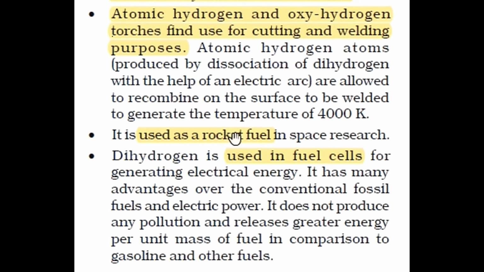Dihydrogen is used as a rocket fuel in space research. It is also used in fuel cells for generating electrical energy. The first fuel cell used in the form of hydrogen was the hydrogen-oxygen fuel cell. It has many advantages over conventional fossil fuels and electric power. It is efficient, it is pollution free, so it does not produce any pollution, and releases greater energy per unit mass of fuel in comparison to gasoline and other fuels. We'll learn about this efficiency of dihydrogen as fuel in the later part of the synopsis.